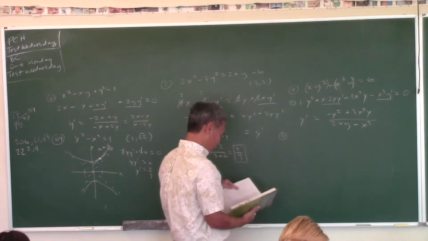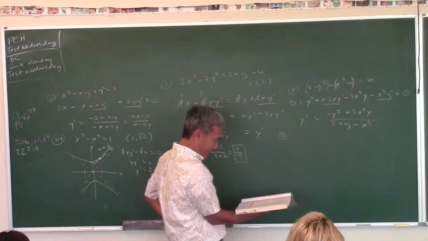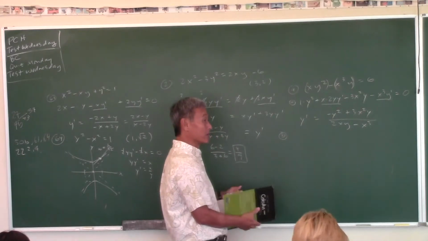Why do I keep asking questions? I don't know why. Part B: find the equation for the tangent line at each point when the x coordinate is 1.